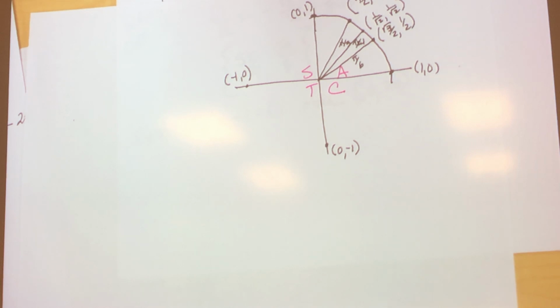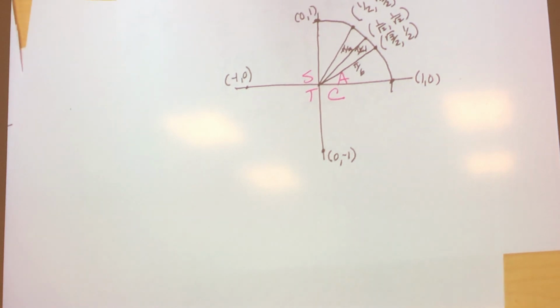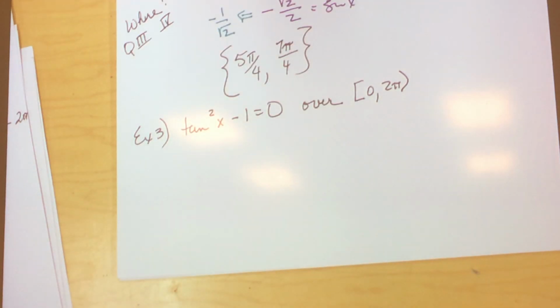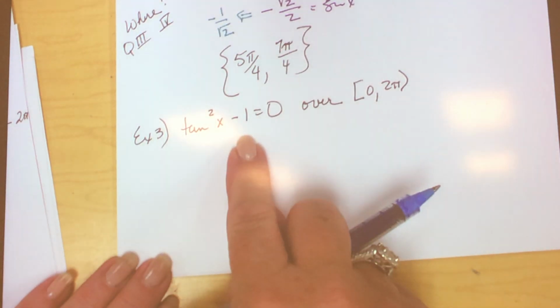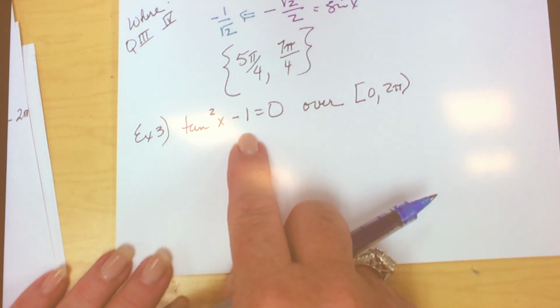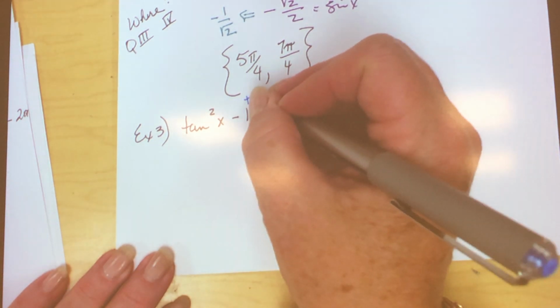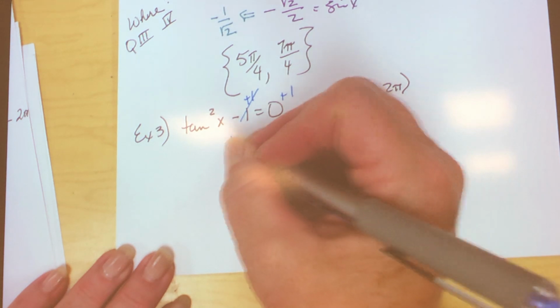Tan squared x minus 1 equals 0. Someone didn't even solve the equation right. Okay, so here we go. What's the first thing I'm supposed to do? Add 1. Yes, add 1.